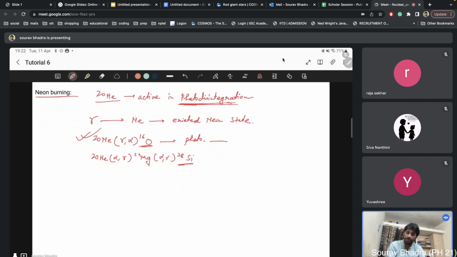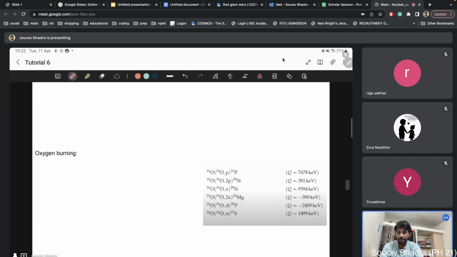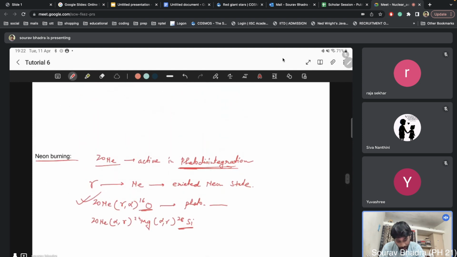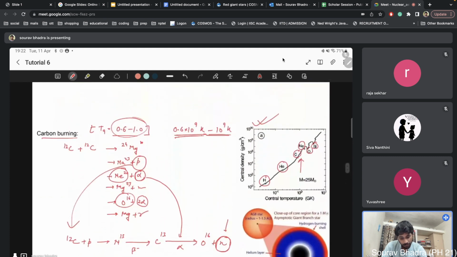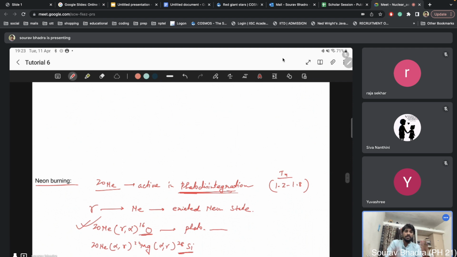So neon burning will give rise to oxygen, silicon, then this oxygen will again burn because of the gravitational contraction and rise of temperature. Whenever one fuel is ended, the gravitational contraction starts to happen and it increases the temperature and further elements start to fuse, I mean take part in the fusion. Okay, so for neon burning, the temperature required is 1.2 to 1.8, the T9 range. For carbon burning, the range was 0.6 to 1. Now the range is 1.2 to 1.8. You can see the range has been increased.